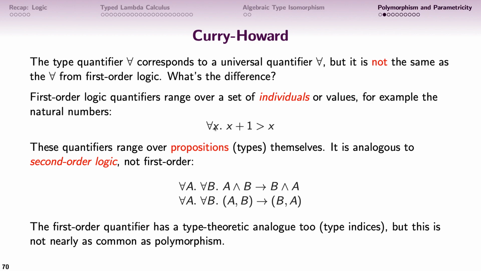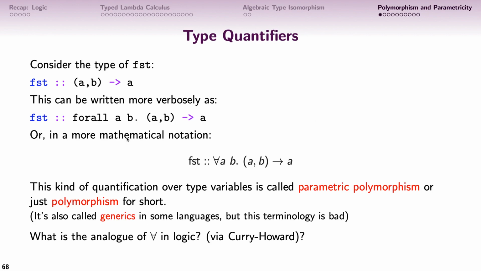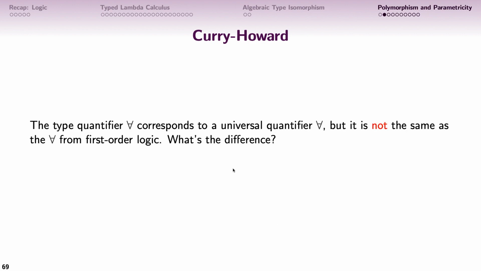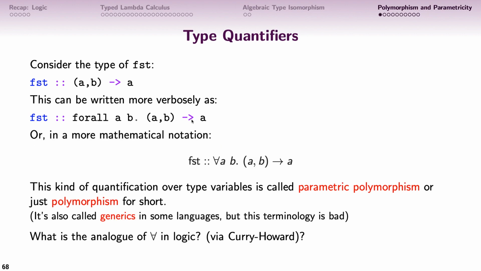So if I say for all x, x plus 1 is greater than x, that's a first order logic proposition. But if I take the type of fst here with the for all, and I convert that into logic, I get something like this. For all a, for all b, a and b implies a, right? For fst. A and b implies a.